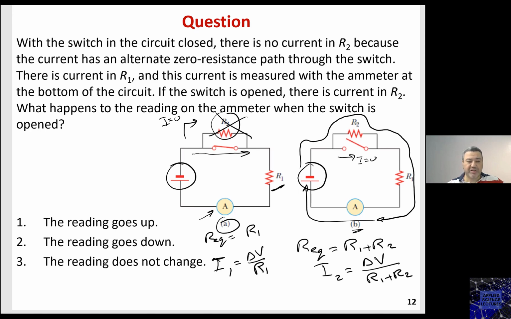So which current is greater? This current was shown here on the ammeter. Now after I open the switch, this current is going to show on this ammeter. So which one is the correct answer? Definitely the denominator here is greater, which means that I2 is less than I1, and the reading goes down.